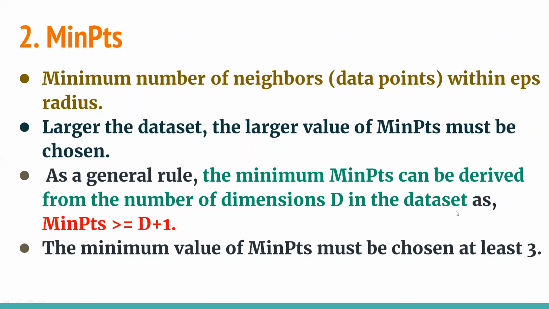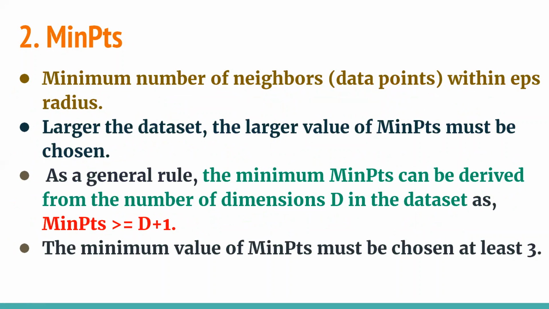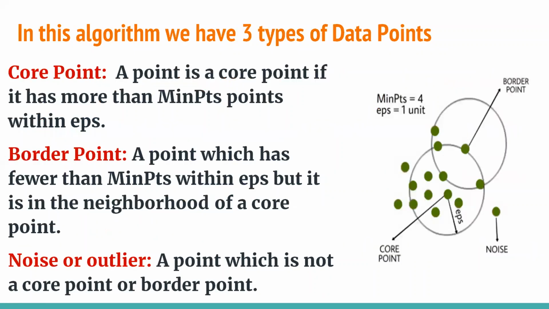So generally it will be treated as 3. At least you should choose it as a 3, but it should be greater than or equal to D plus 1. Now, after calculating, the main two parameters for the DBSCAN algorithm are epsilon, that is nothing but you're finding the radius, and later on how many neighbors you want to consider within that particular radius, you can call it a min point.